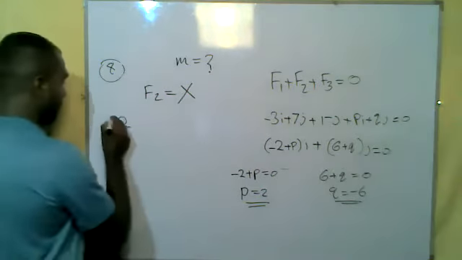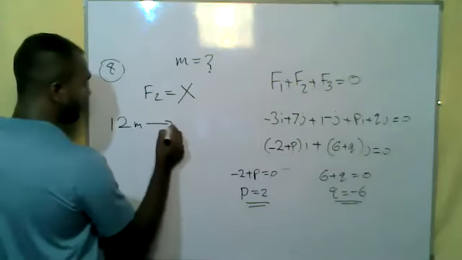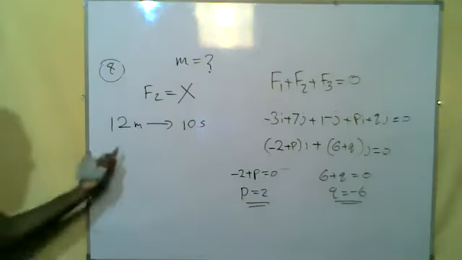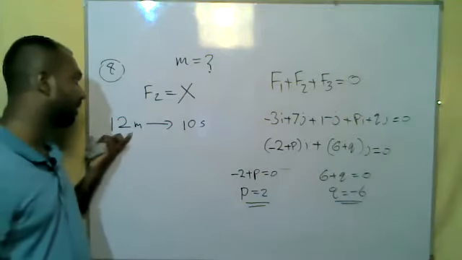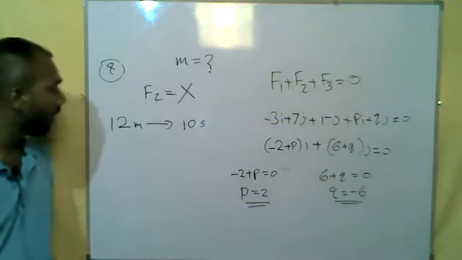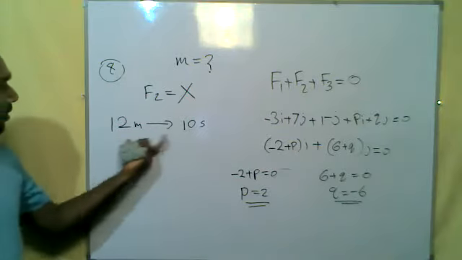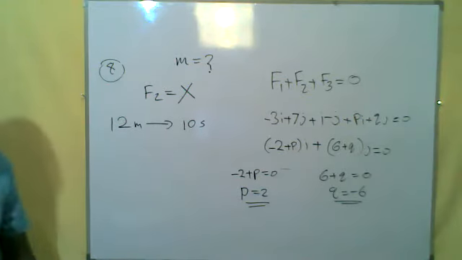12 meters. 12 meters within how many seconds? 10 seconds. 12 meters within 10 seconds. The object has moved. Now what can we do? And now they are asking us what is the mass of the object.